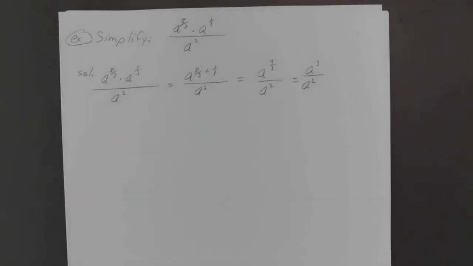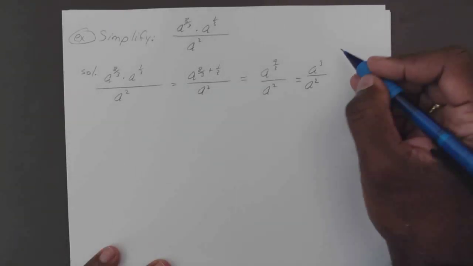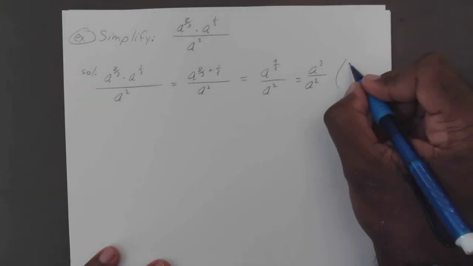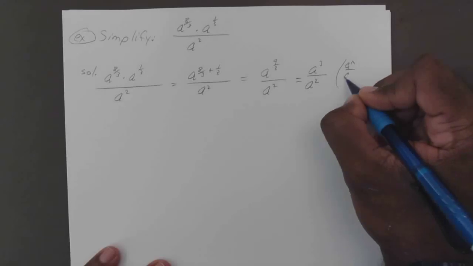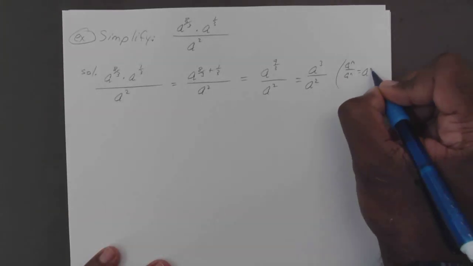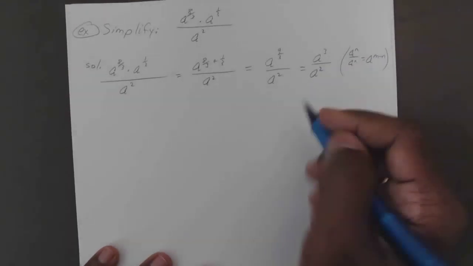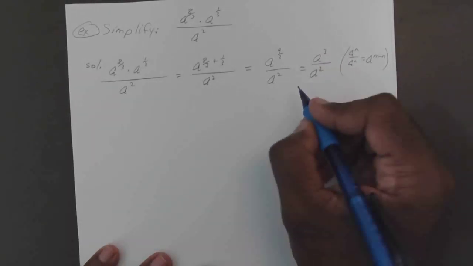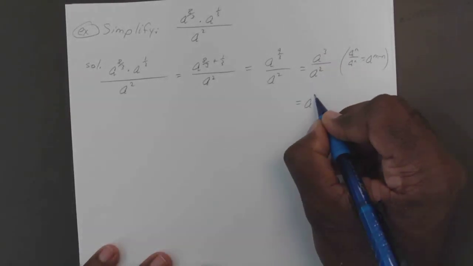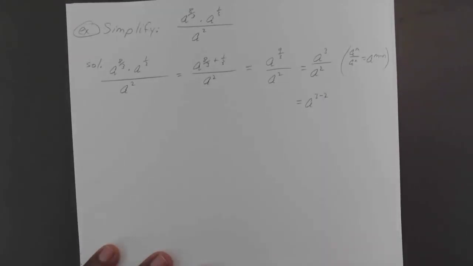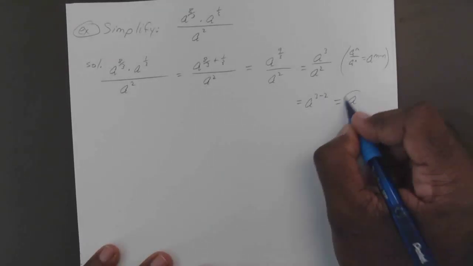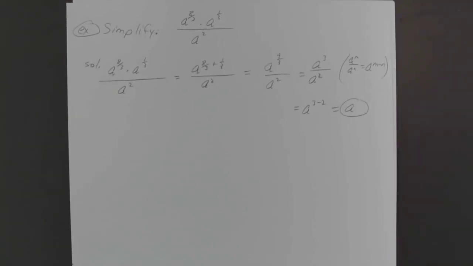Okay. Now you have your quotient rule. Remember, a to the m over a to the n is a to the m minus n. So this is going to equal a to the 3 minus 2, which is just a. Okay. So all of that just simplified to a. All right. Any questions on that one?